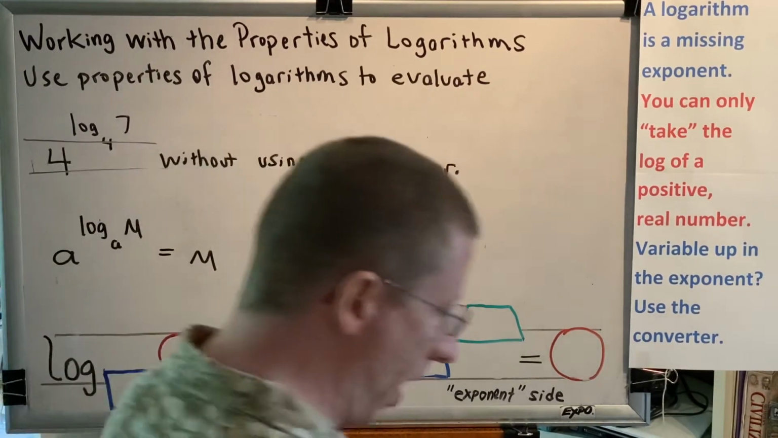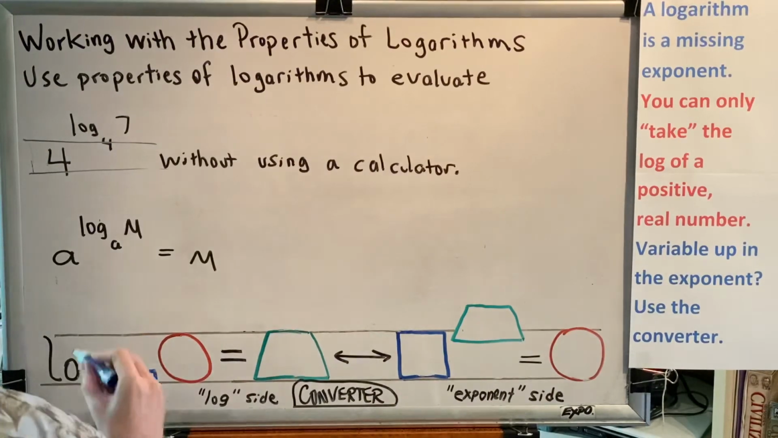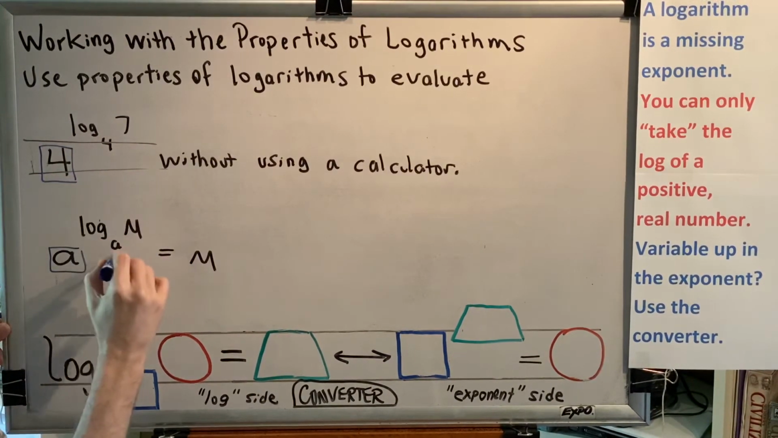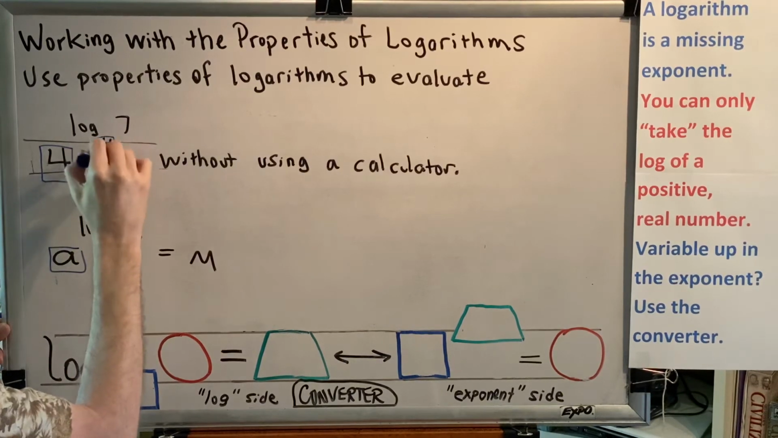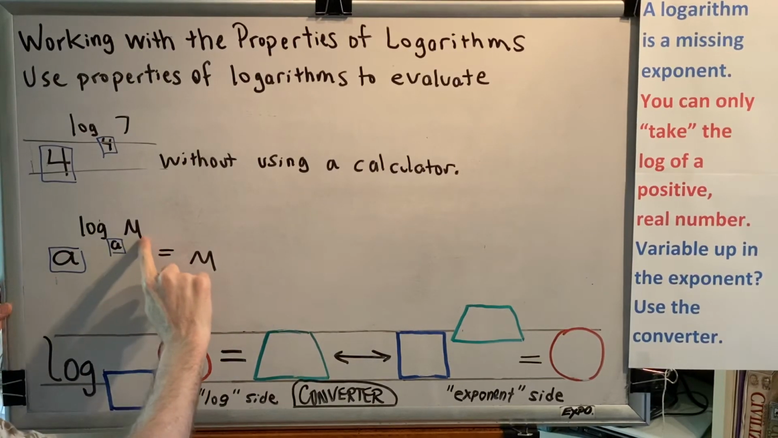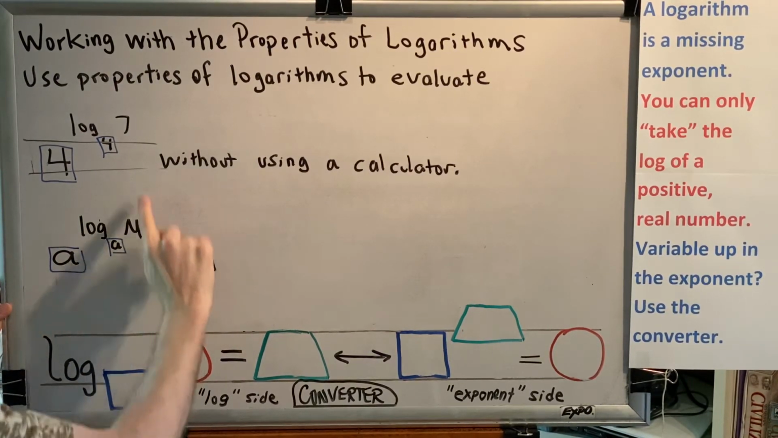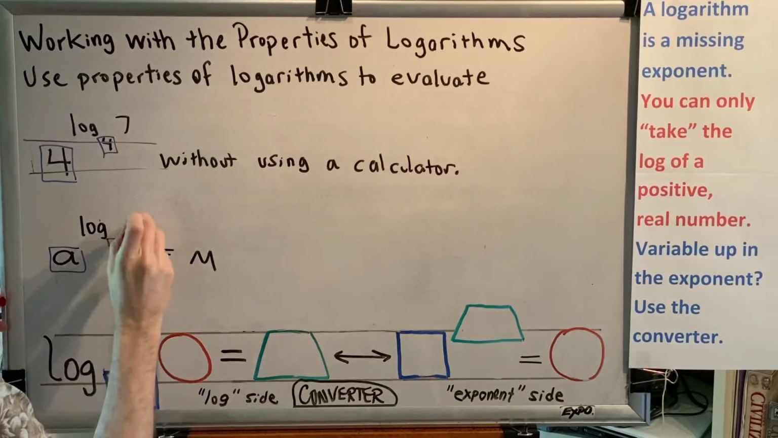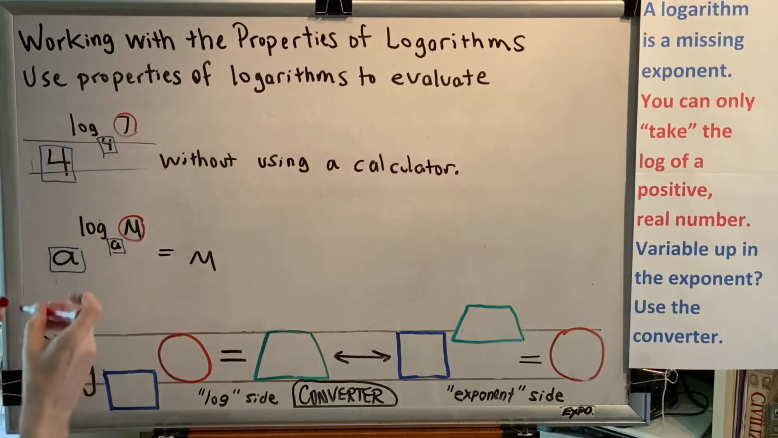All right, so let's go ahead and compare. So we can see here that our base a is 4, and in fact, every time a base shows up in our problem, it's 4. That's important. It has to be consistent. And the argument of the exponent, the logarithm in the exponent, m, is 7. So m corresponds to 7 in this particular problem.